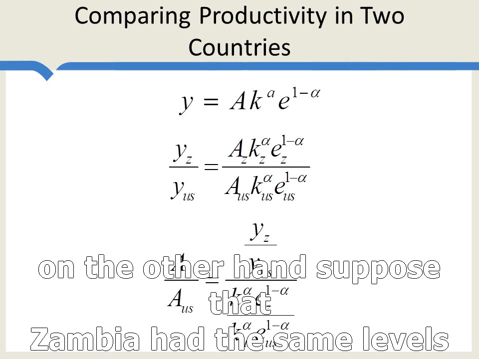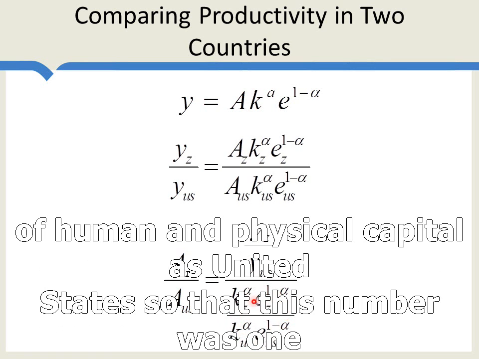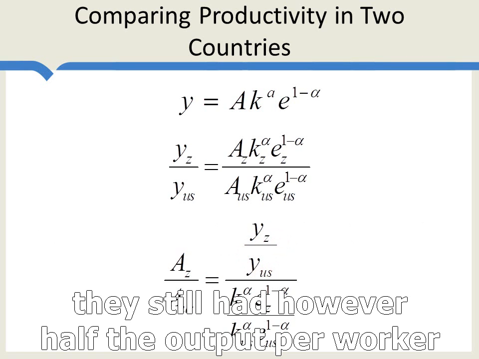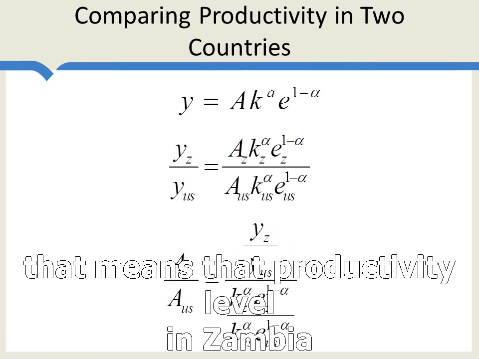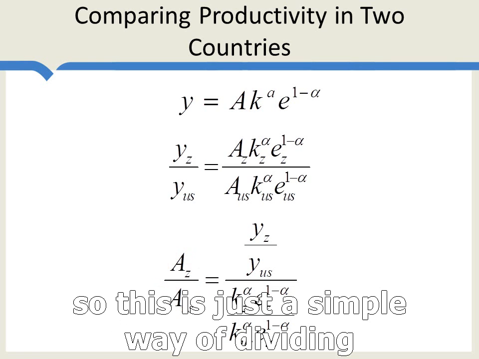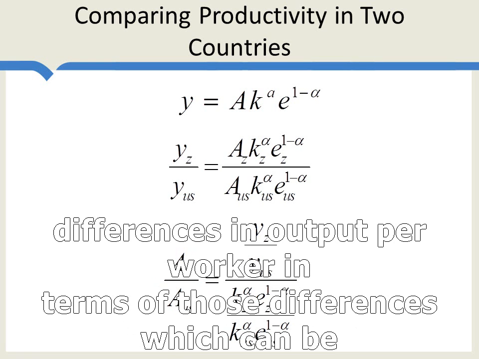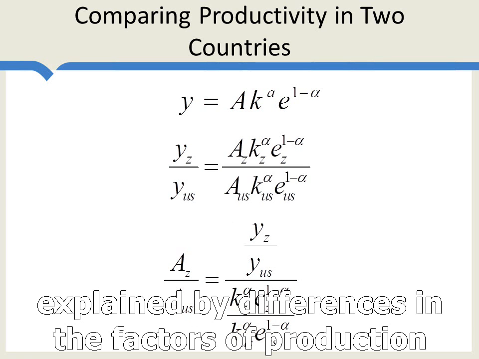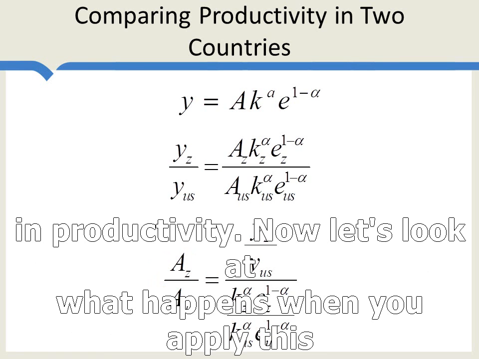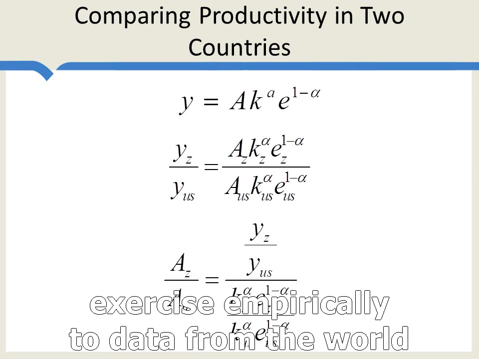On the other hand, suppose that Zambia had the same levels of human and physical capital as the United States, so that this number was 1. They still had, however, half the output per worker. That means that the productivity level in Zambia must be half that of the United States. Okay? So this is just a simple way of dividing differences in output per worker in terms of those differences which can be explained by differences in the factors of production, and any remaining difference which must be due to differences in productivity. Now let's look at what happens when you apply this exercise empirically to data from the world.